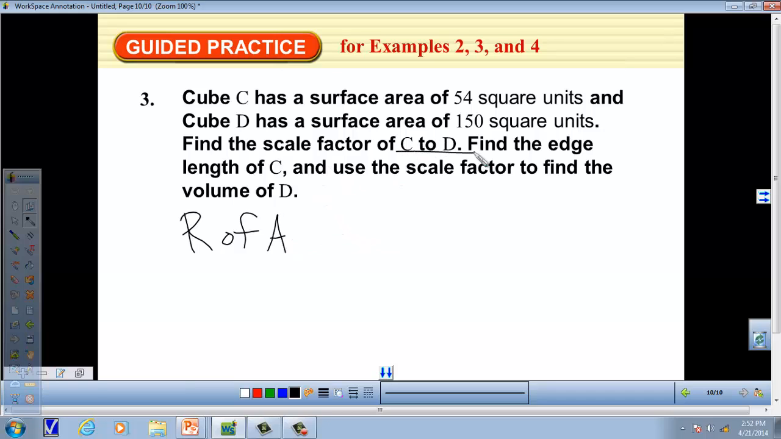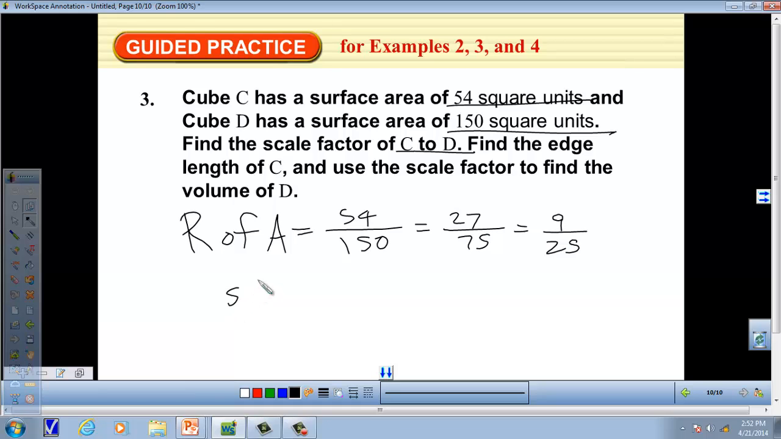And again, we're doing C to D, so it's this to this. In this case, it would be 54 over 150. Those are both divisible by 2 for sure. That would give me 27. Divide that by 2, I get 75. Those are both divisible by 3. So we would get 9 here and 25 here.